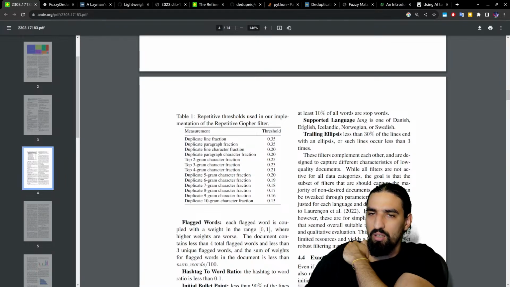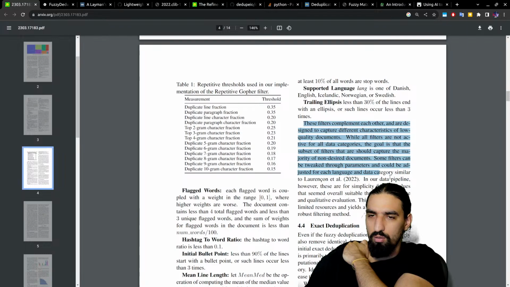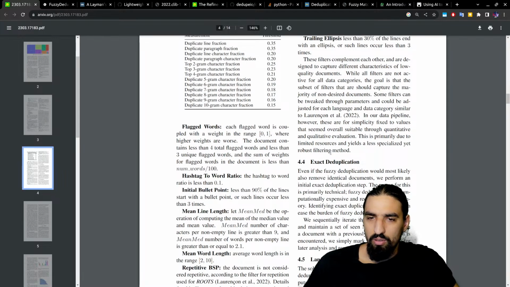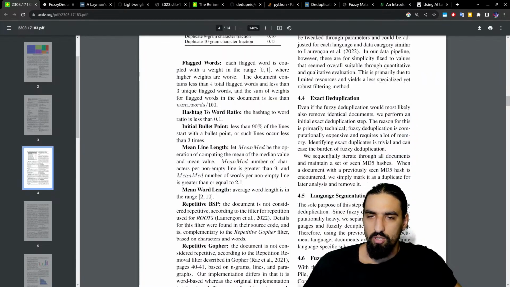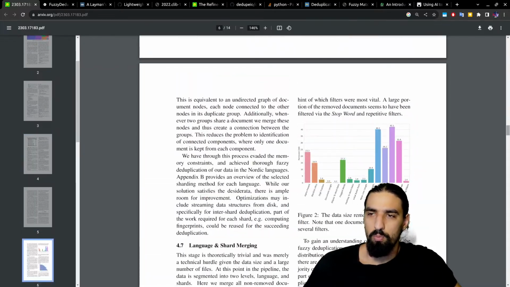Danish, English, Icelandic, Norwegian, or Swedish. Trailing ellipsis, less than 30% of the lines end with an ellipsis, or such lines occur less than 3 times. Okay, so those are some quality filters they are using, and then it goes to dedup and the fuzzy.